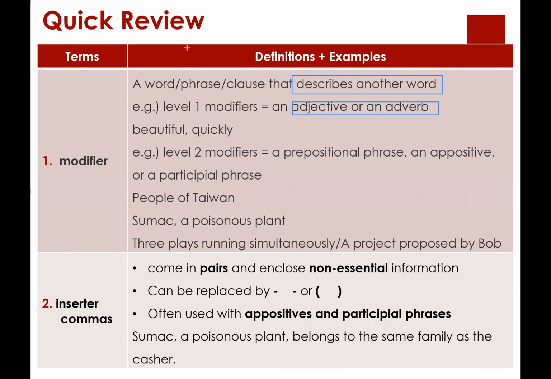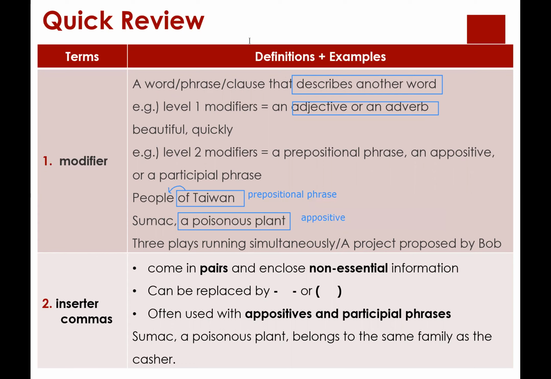So let's take a look at our level 2 because that's the focus for today. You can see here in the first example, people of Taiwan. Of Taiwan is a prepositional phrase that is modifying people, which is a noun, right? And remember the rule for prepositional phrase. We almost never use any punctuation between the noun and the prepositional phrase. All right, and the next example, sumac, a poisonous plant. In this case, we have a noun phrase, which is an appositive that modifies another noun, sumac.